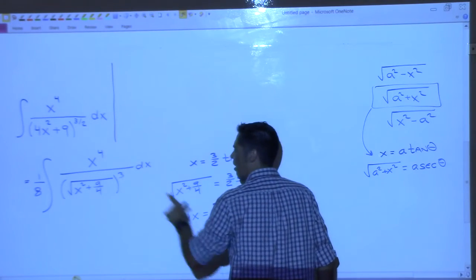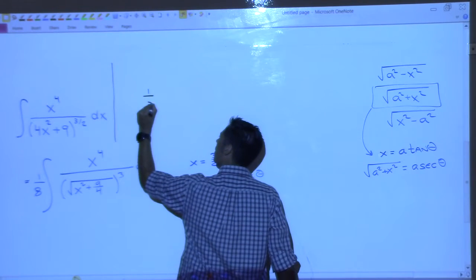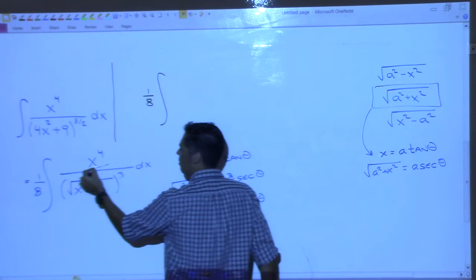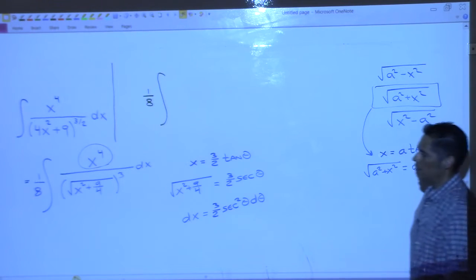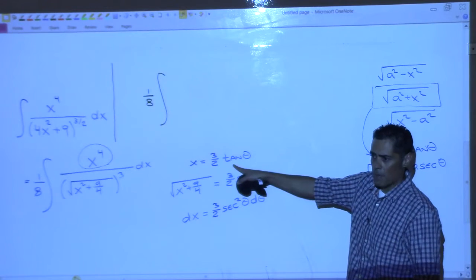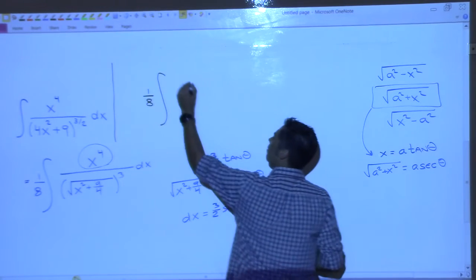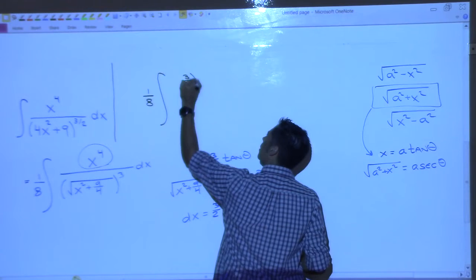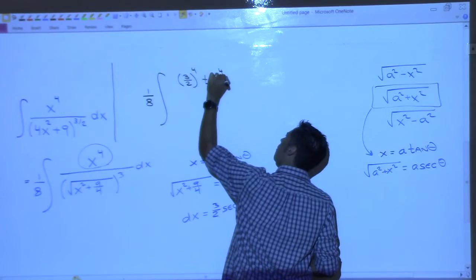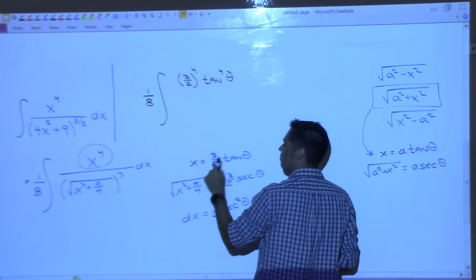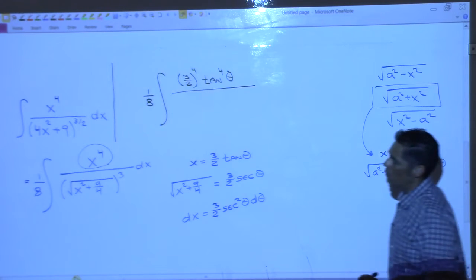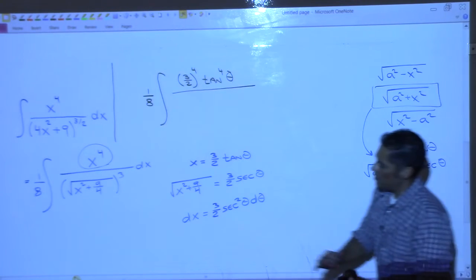Okay, so here's where we are. We're going to go 1/8 integral. All right, what about the top here? X to the 4th. It's this thing to the 4th power, right? So I'm going to write 3/2 to the 4th tangent to the 4th theta. That's on top. Questions on that? Over.